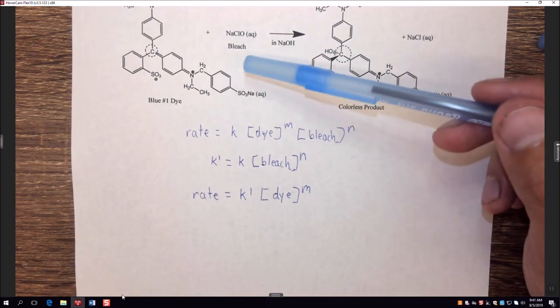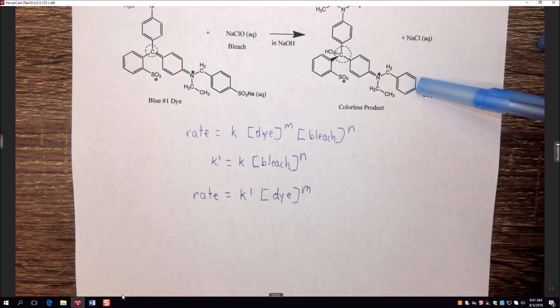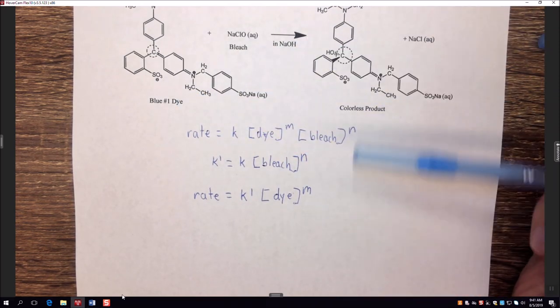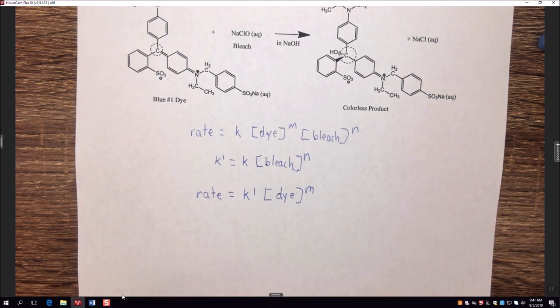As the bleach works its magic and turns the dye into the colorless product, we're going to have less and less dye in solution. So our absorbance is going to go down and down and down. And then we can make some graphs in order to determine the reaction order with respect to dye.